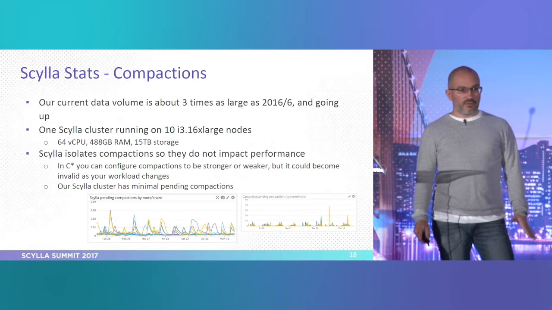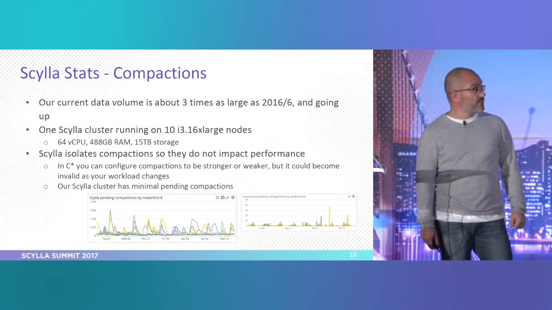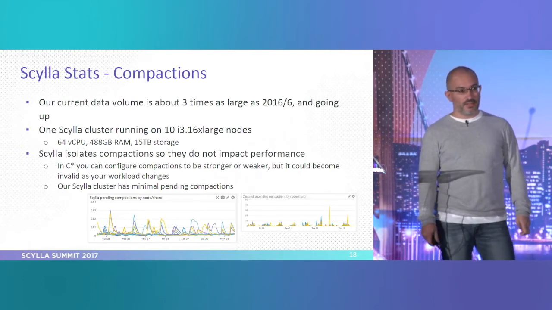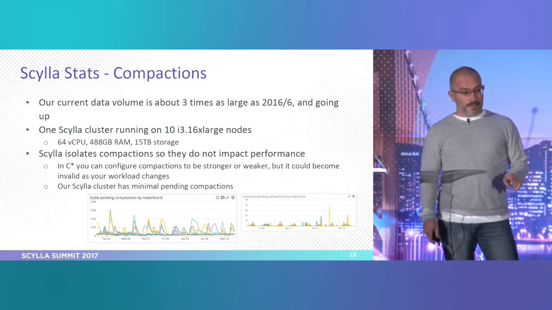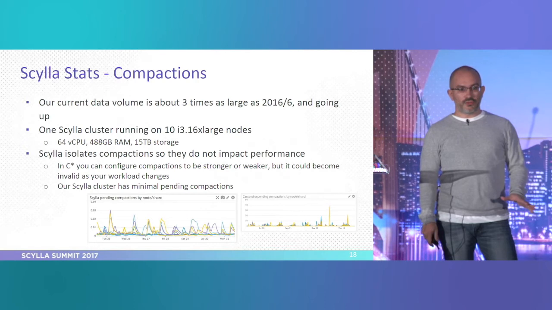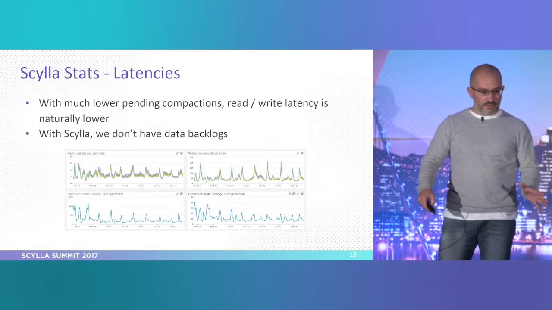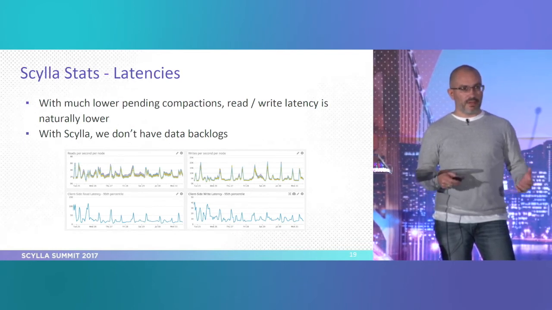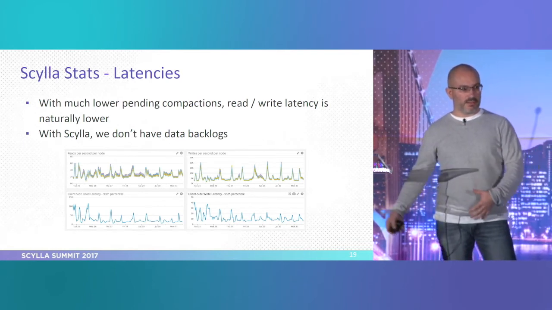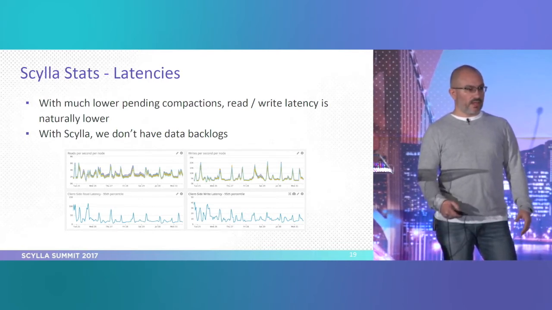Currently, our volume is over 3 times larger than it was a year ago. We're running a 10-node 16XL cluster in Amazon, and I'll touch back on the hardware in a moment. But the most important thing is that we don't have compaction backlogs, we don't have high latency, and we don't have backlogs. The lack of compactions impacting latency is what is making the whole experience much smoother and much nicer.